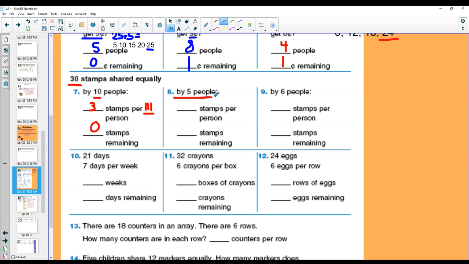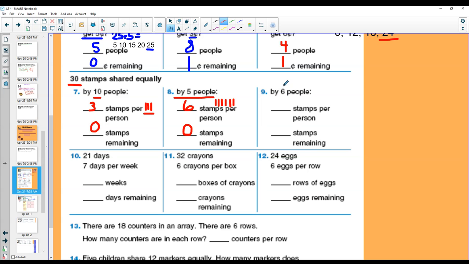Try this one. How many times do you have to count by 5s to get to 30? Pause the video. See if you can get it. I'm going to tally instead of write by 5s. 5, 10, 15, 20, 25, 30. 1, 2, 3, 4, 5, 6. And I got to 30, so there's 0 left over.